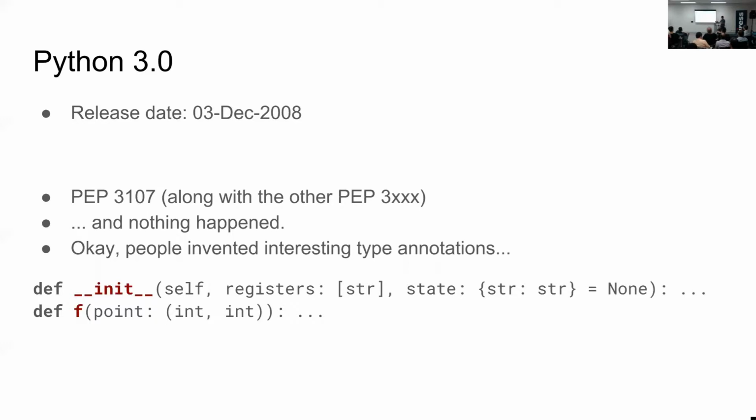For example, this second one takes a point, which is a two-tuple of ints. This first one was actually written last year on a group project of mine. Not really sure why we did this, but here registers is meant to be a list of strings, and state is meant to be an optional dictionary of strings to strings.